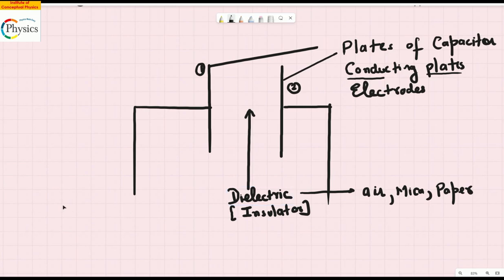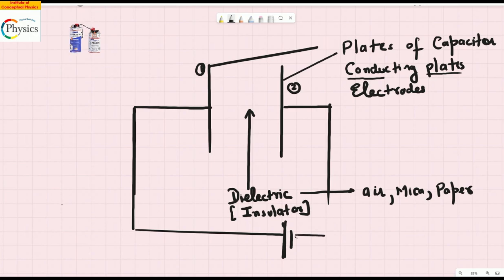Okay. Now let's see what happens when the battery is connected to the 2 plates of the capacitor. So you can see I am connecting a battery to the 2 plates of a capacitor. So this is the way I will draw. You can draw positive or negative on any side. It really does not matter. This should be a straight line. Don't worry about it. All right. So the circuit is complete now.